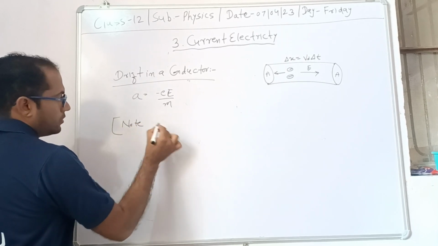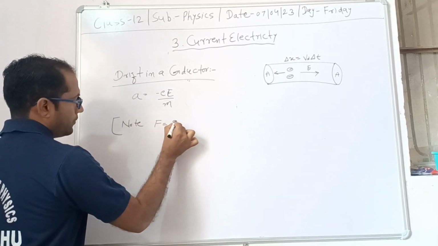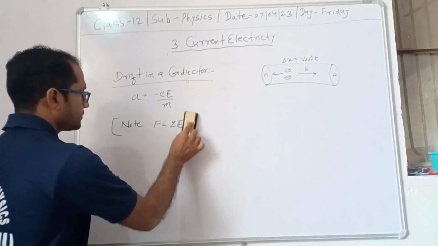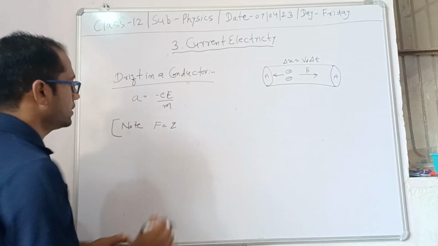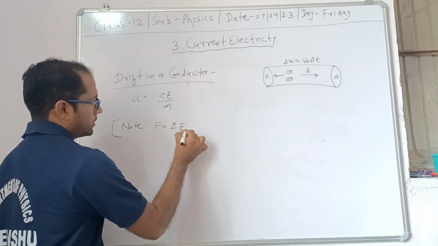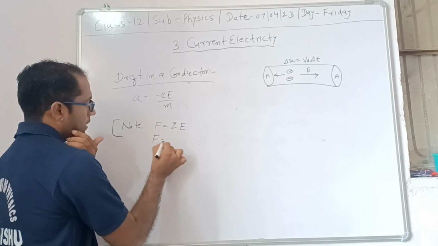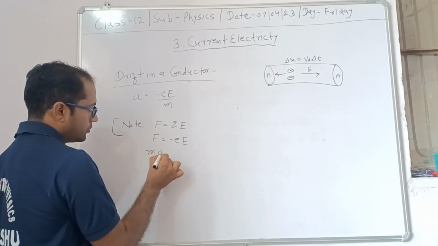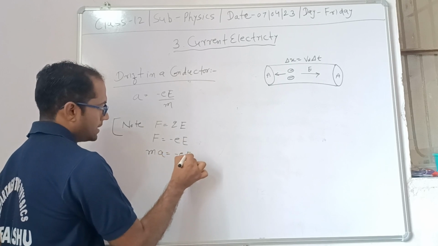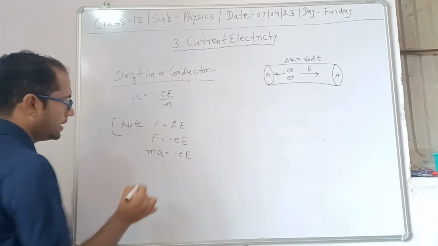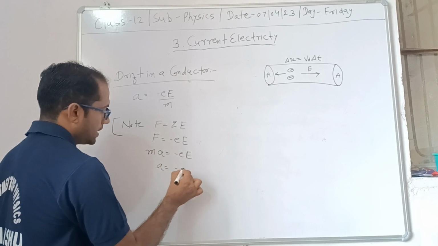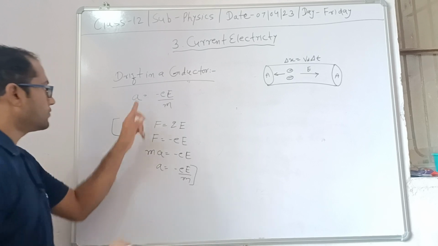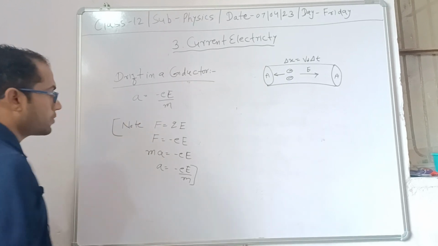We know that F is equal to QE. And we know that Q is the charge of the electron, so F equals minus eE, and we know that F equals ma. So minus eE equals ma, and we get a equals minus eE by m. This is where the formula comes from, no problem.